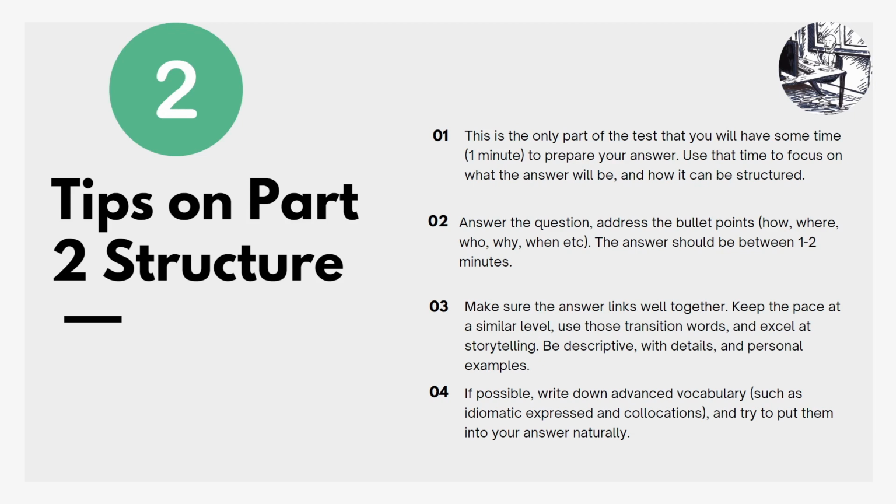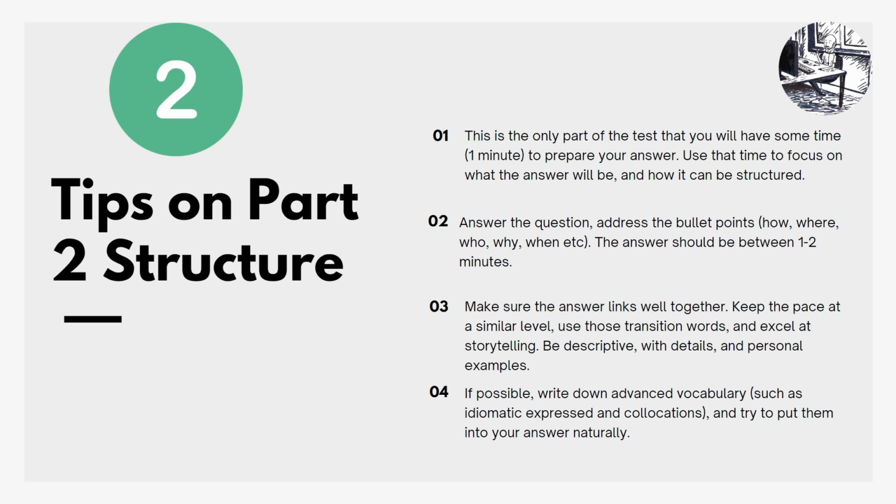Remember that your answer should be 2 minutes long. So it's not just about 2 or 5 sentences. You are going to be speaking in a monologue for 2 minutes in length. Make sure the answer links well together. So don't talk about one thing and then randomly talk about something else. Let's make sure that each sentence is linked to the previous one. And it's very important that you use those transition words: firstly, moreover, on top of that, and then this is what happened. These things will link it up very well.